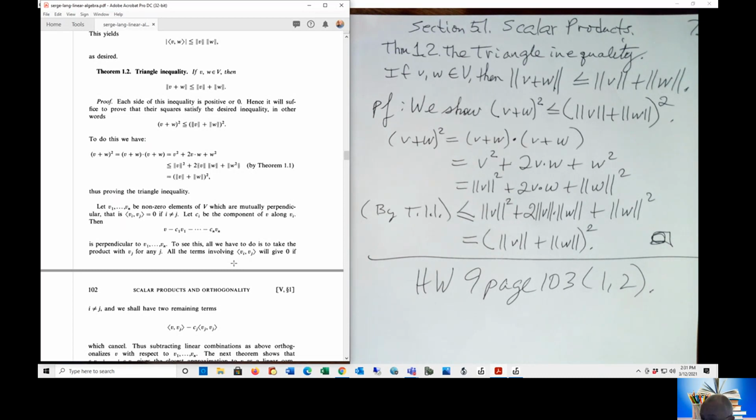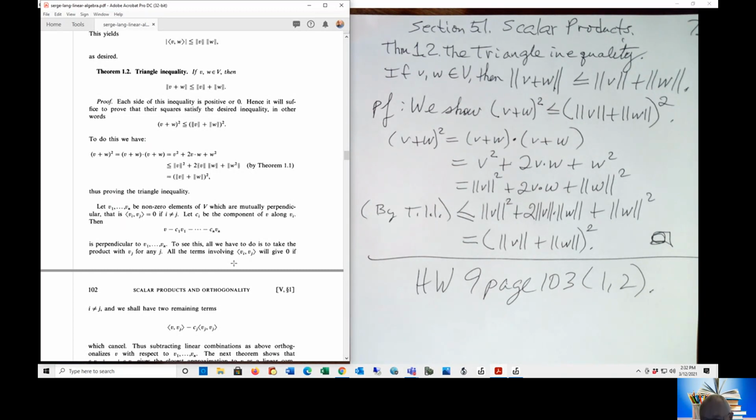Now, all of these quantities are non-negative, greater than or equal to 0, so it suffices to show it for their squares. Show the square of the left side is less than or equal to the square of the right side. All right, so let's show that the norm of V plus W squared is less than or equal to the norm of V plus the norm of W, squared. Well, we're just going to use the good old FOIL method: first, outer, inner, last. V plus W squared is V squared plus 2VW plus W squared. So that's the norm of V squared plus 2 times V dot W plus the norm of W squared.